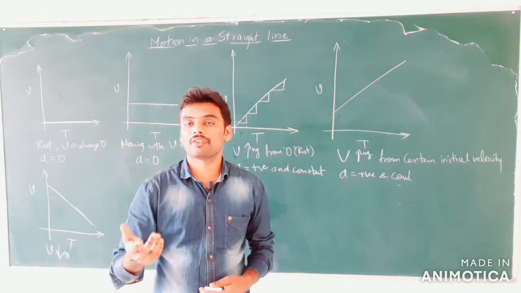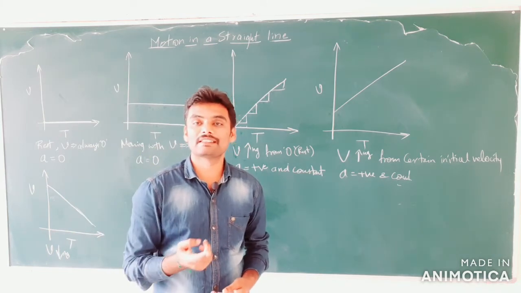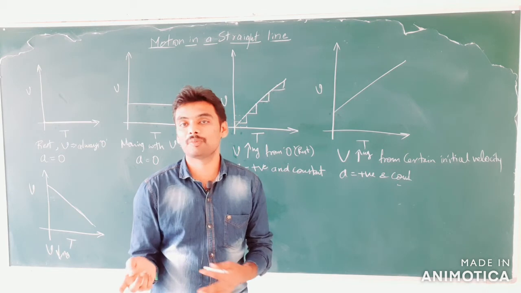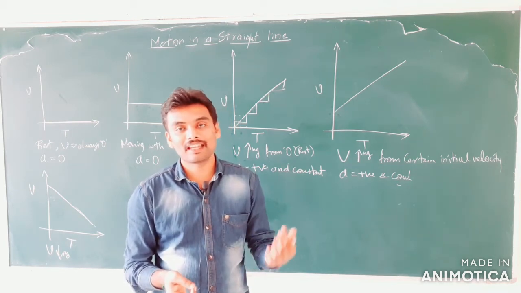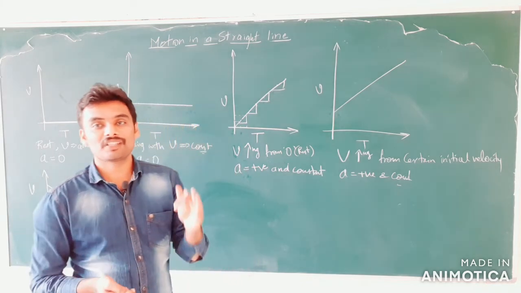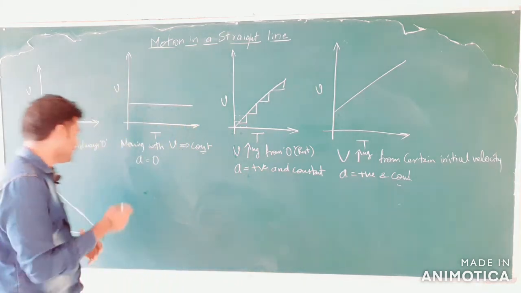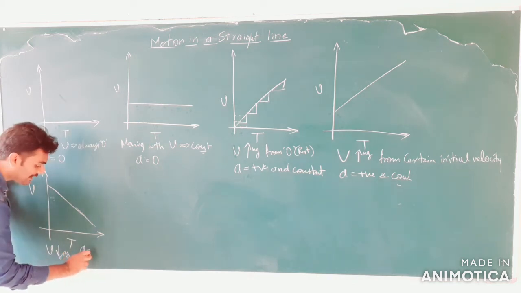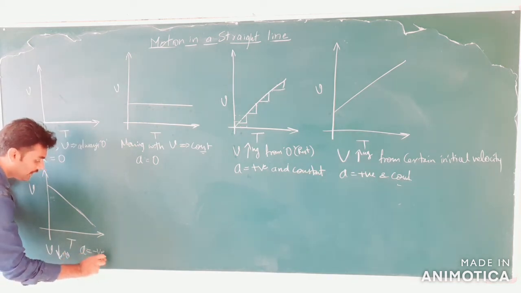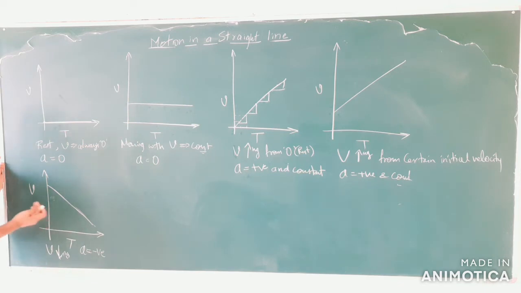When the velocity decreases, acceleration is taken to be negative. Okay, when the velocity increases, acceleration is positive. When the velocity decreases, acceleration is negative. So velocity is decreasing and hence acceleration is negative. So how do we understand the negative acceleration using the slope?